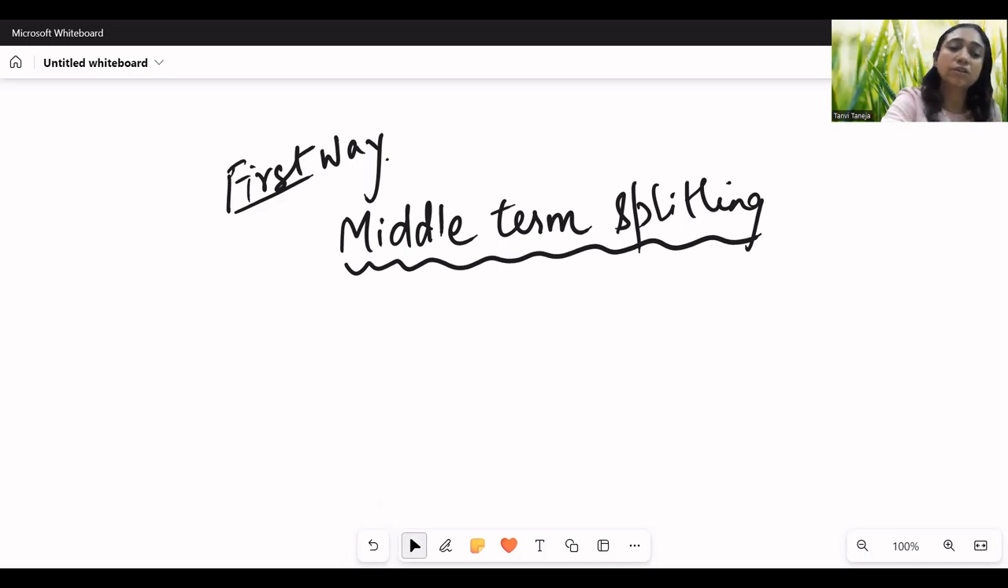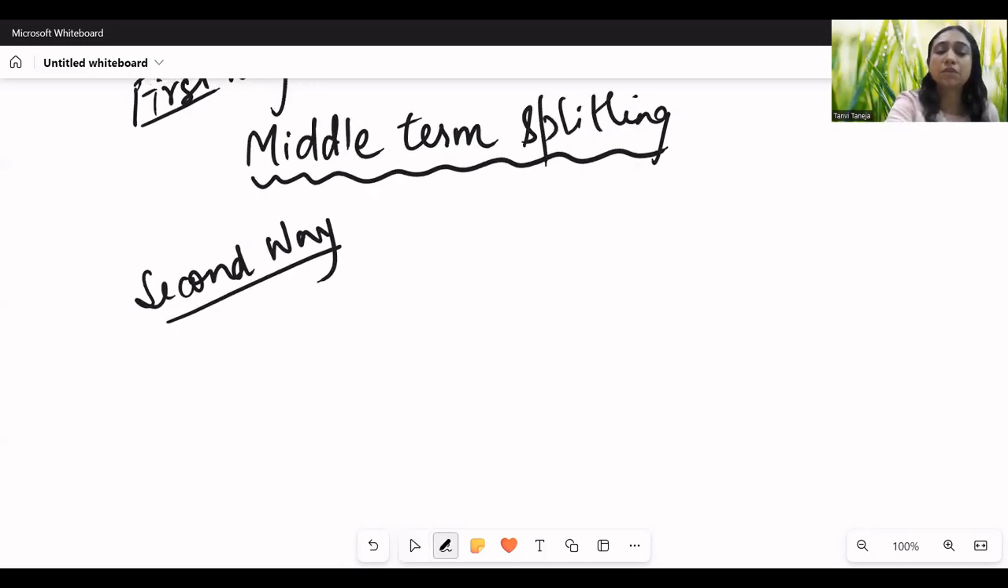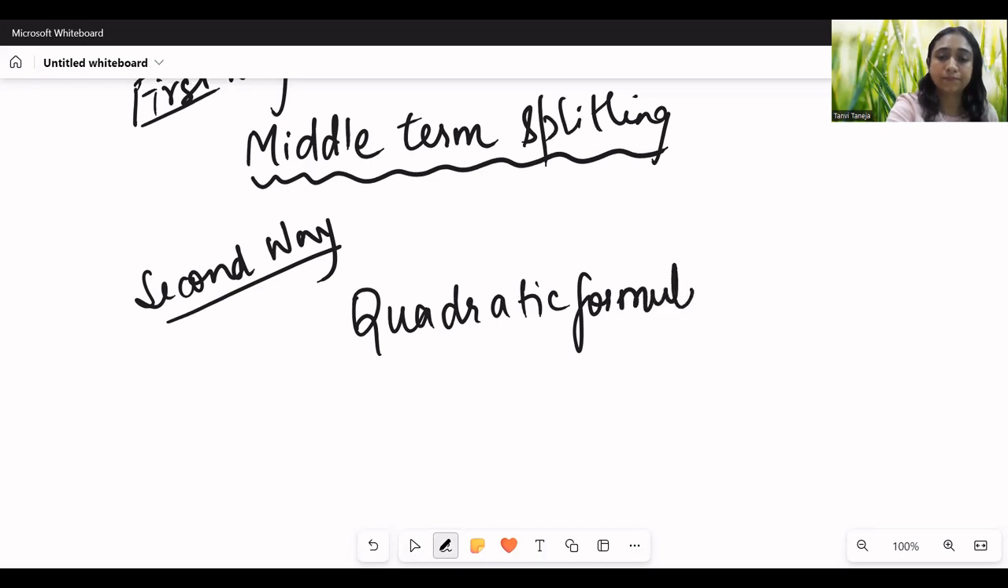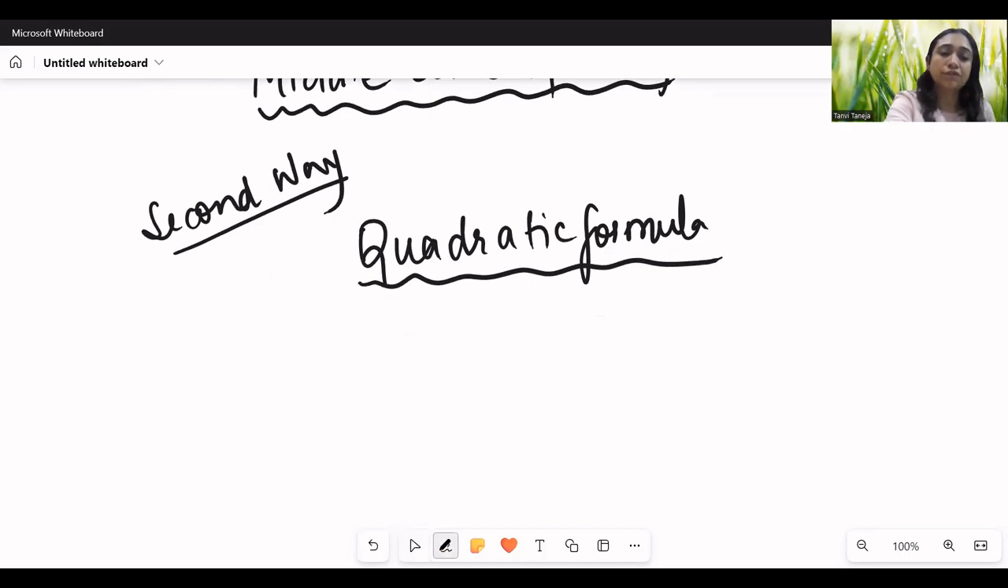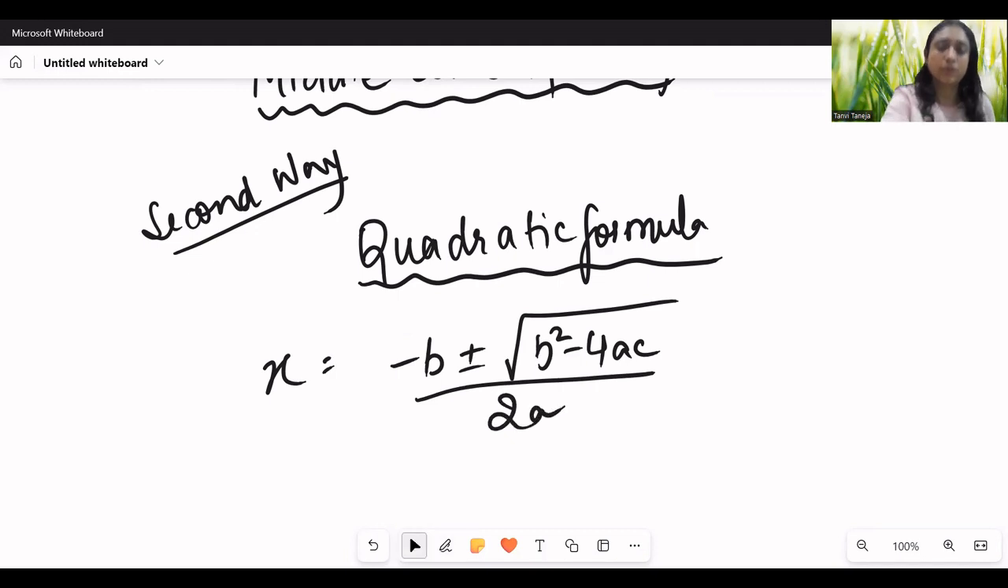Now let's talk about the second method. What is that second method known as? It is known by the name quadratic formula. So with the help of the quadratic formula, you can easily find the roots. Let's study what this quadratic formula is all about. For finding the roots, it is x equals minus b plus minus the square root of b squared minus 4ac, over 2a.